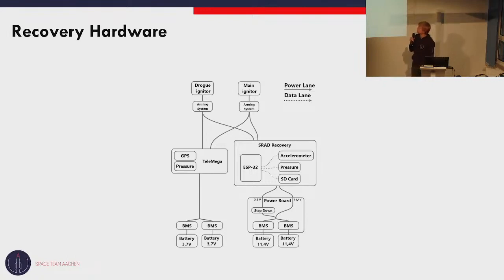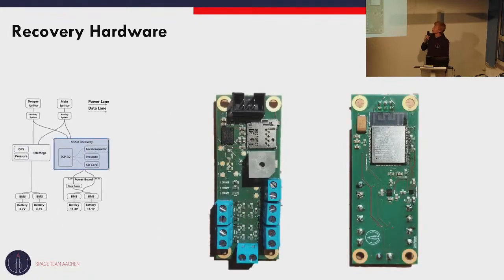On top you can see a so-called arming system. The arming system secures that we are not able to fire the parachutes before we are ready to fire the parachute. That means we only arm the rocket as soon as it's in launch position, and we have no danger of something exploding before that.